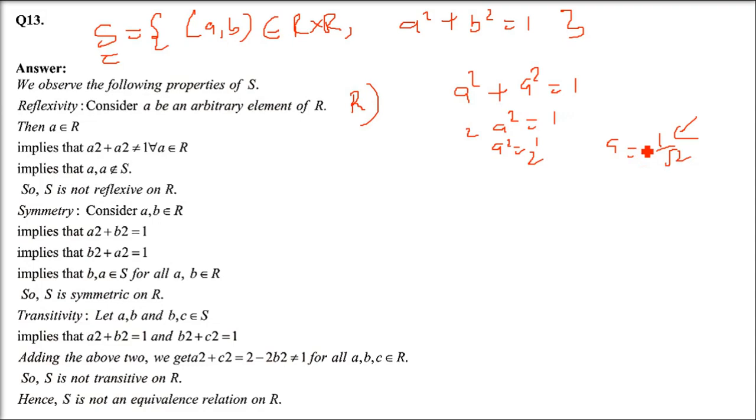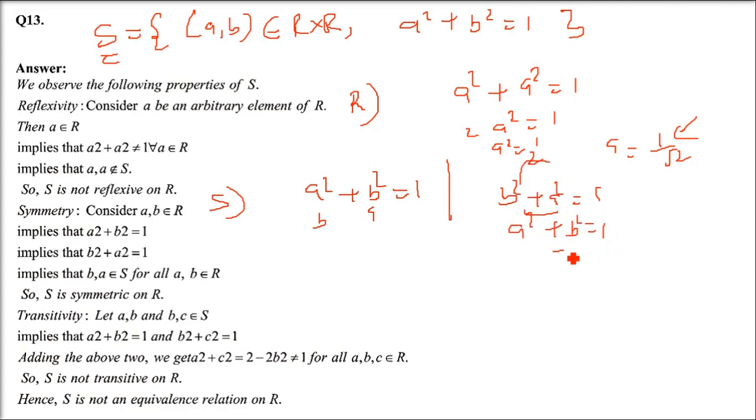It is not reflexive. Coming to the second one, symmetricity. If symmetric, we just have to replace A by B and B by A. So A square plus B square equals 1. Now put A as B and B as A. So you get B square plus A square equals 1, and they both are the same. So we are getting it as symmetric. It was not reflexive. Since it is not reflexive, by the first condition only, this relation is not equivalent. Why is it not equivalent? Because one condition failed.